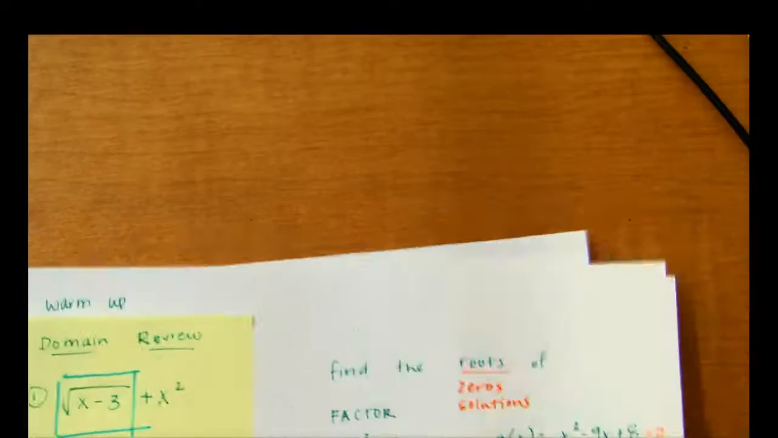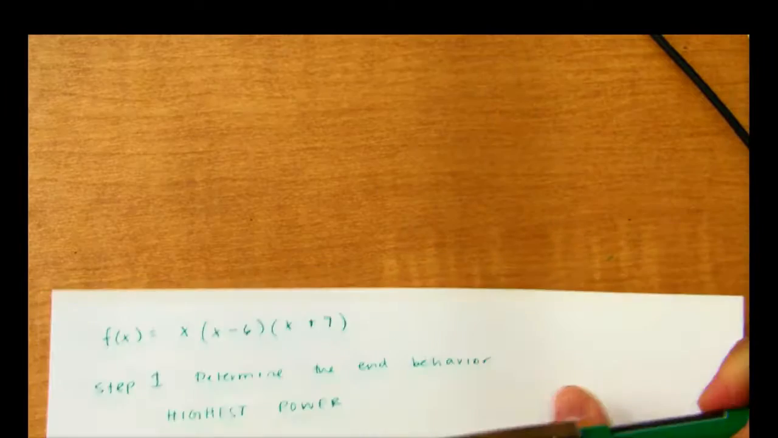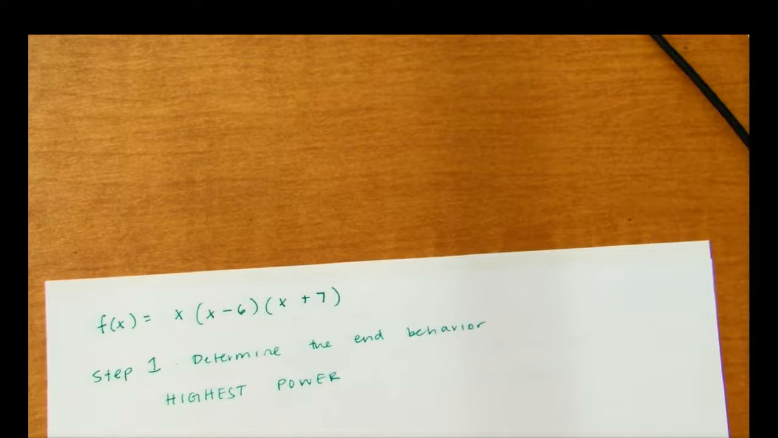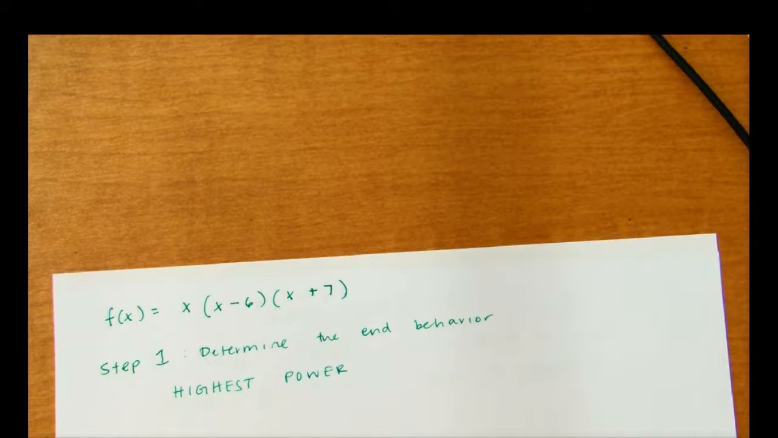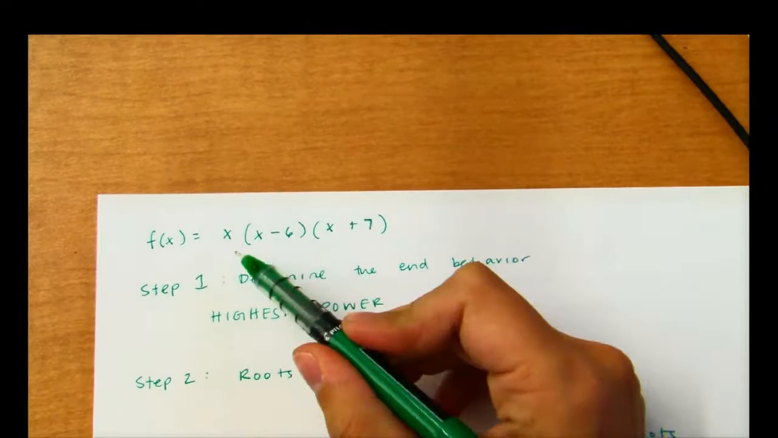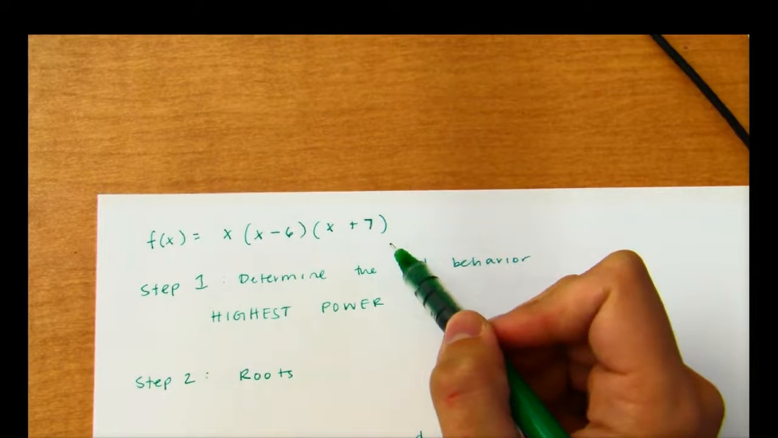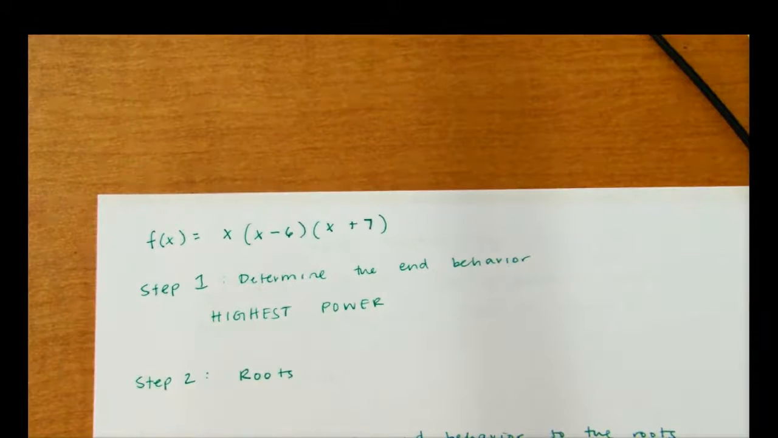Okay, so now we're going to talk about graphing polynomial functions, and there are a couple of steps that you want to take or steps that you want to consider. So if I am trying to graph the function f of x equals x times x minus 6 times x plus 7, your step one is to determine the end behavior.